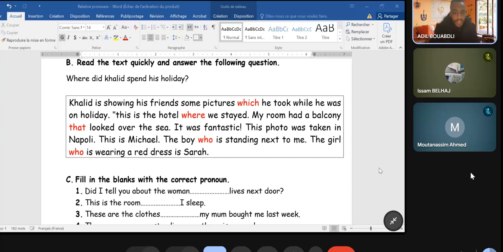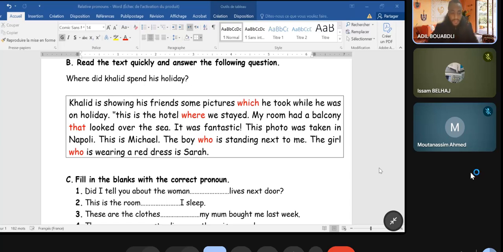Now I'm going to read the text quickly. Khalid is showing his friend some pictures which he took while he was on holiday. This is the hotel where he stayed. My room had a balcony that looked over the sea. It was fantastic. This photo was taken in Napoli. This is Michael, the boy who is standing next to me. The girl who is wearing a red dress is Sarah.